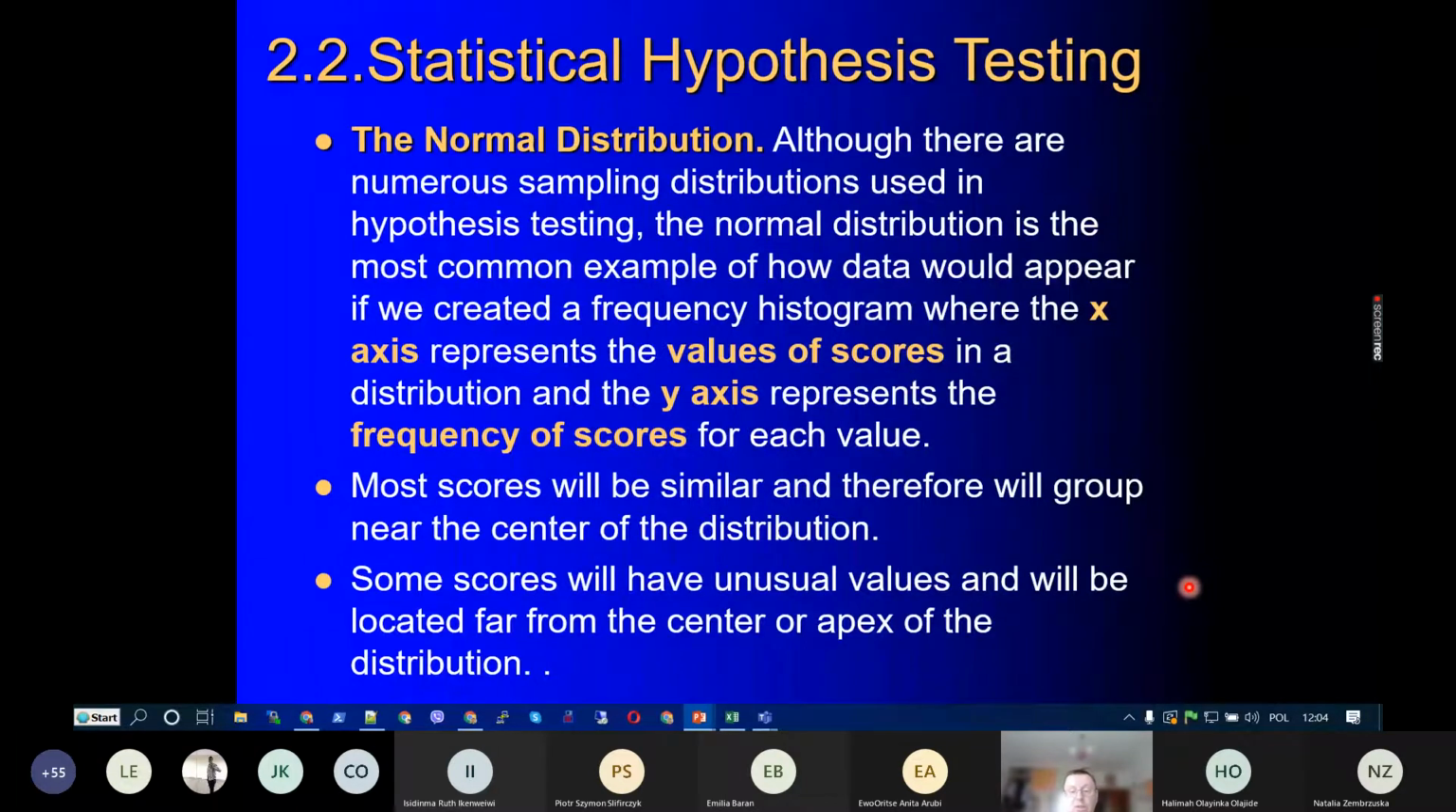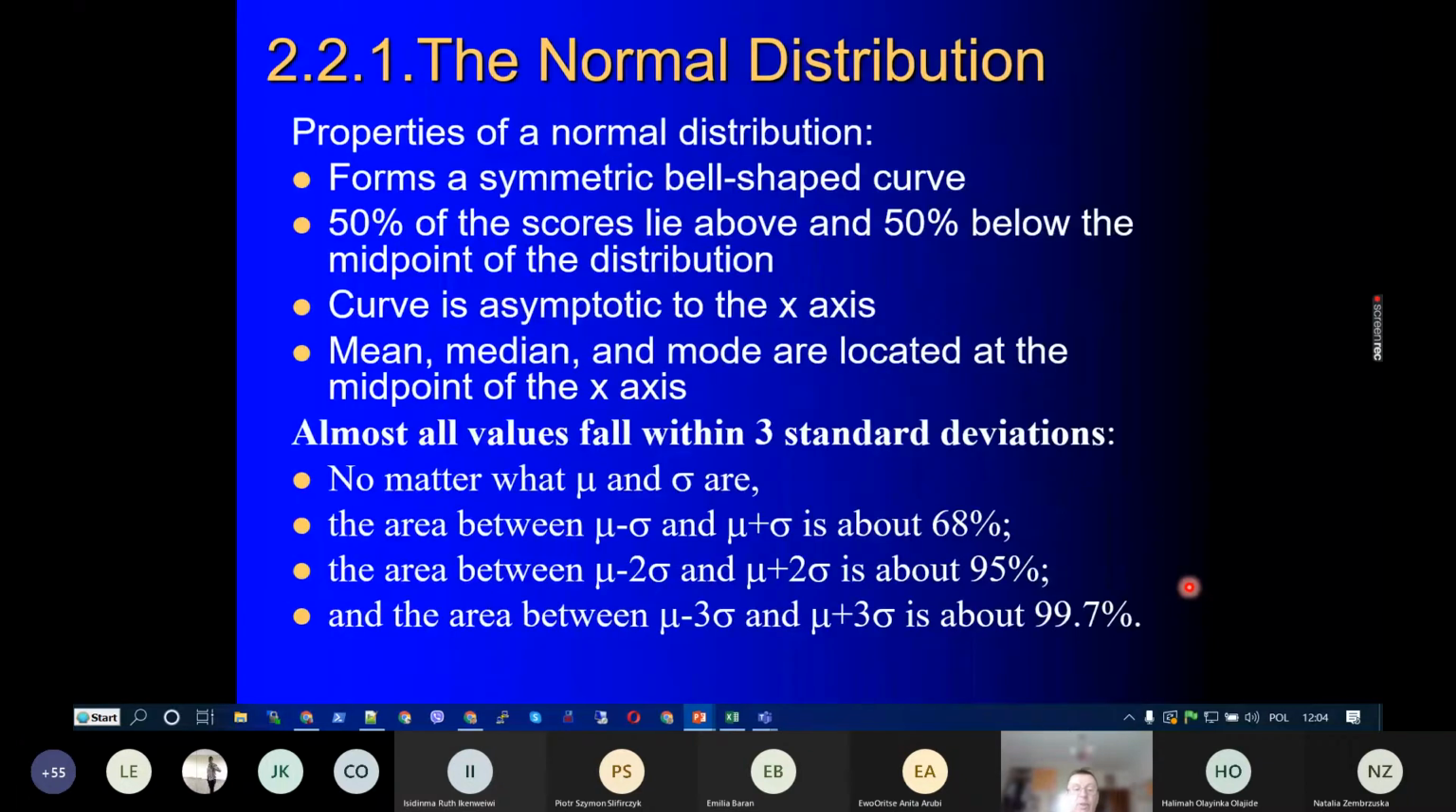Most scores will be similar, therefore they will group near the center of the distribution. Some scores will have unusual values and will be located far from the center of the distribution. So the properties of the normal distribution: it forms a symmetrical bell-shaped curve, 50% of scores lie below and above the midpoint, and it is asymptotic to the x-axis, with mean, median and mode located at the midpoint.